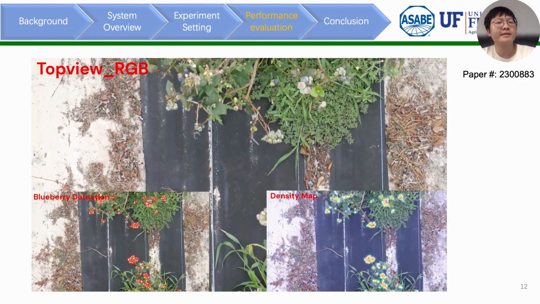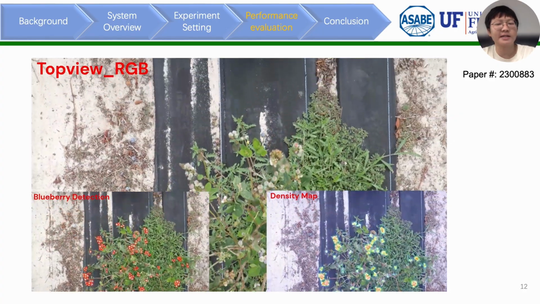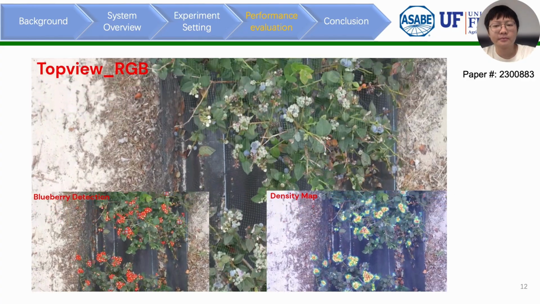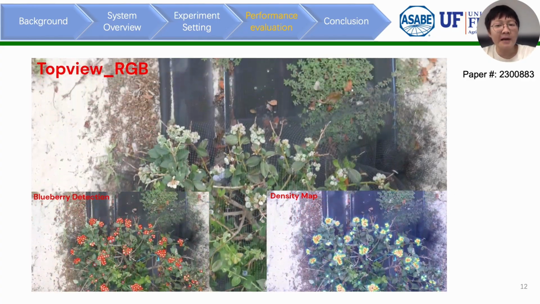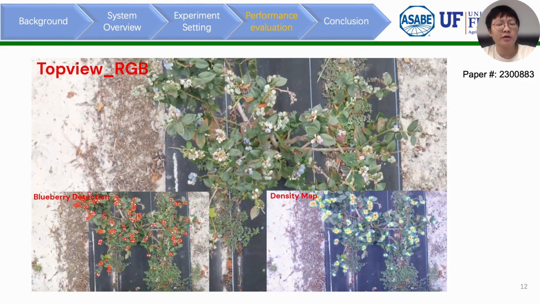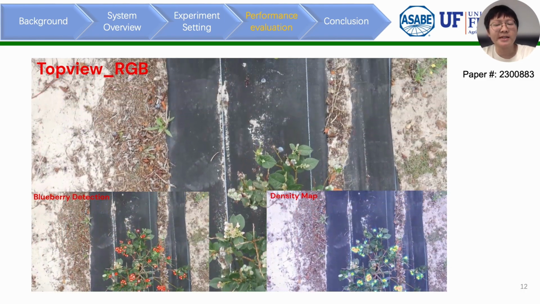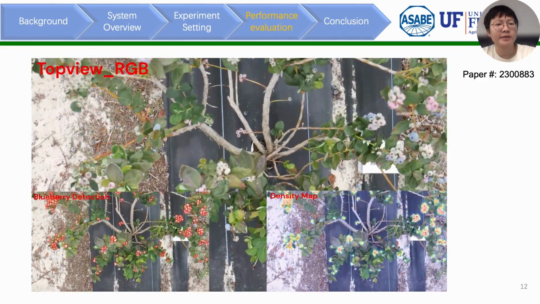This video shows our pipeline working on the real field. We deployed the YOLOv8 model as the detector on top image sequences and generate the density map based on the detection results. Overall, the results are impressive.